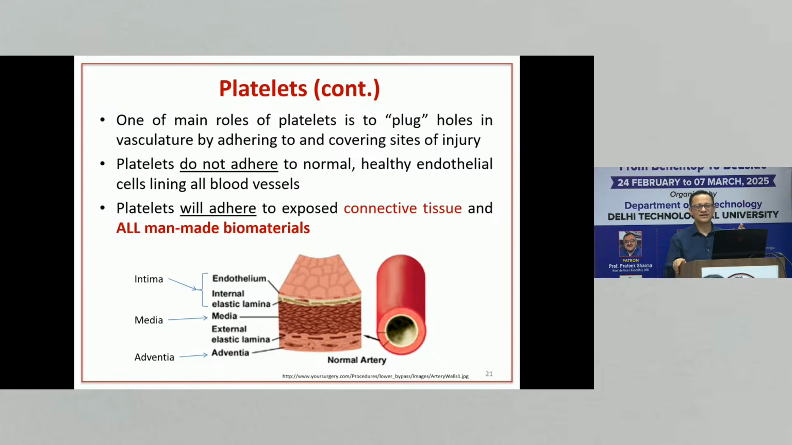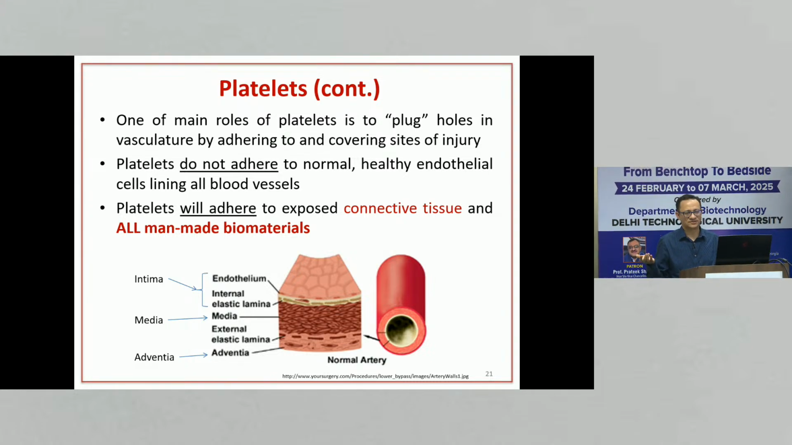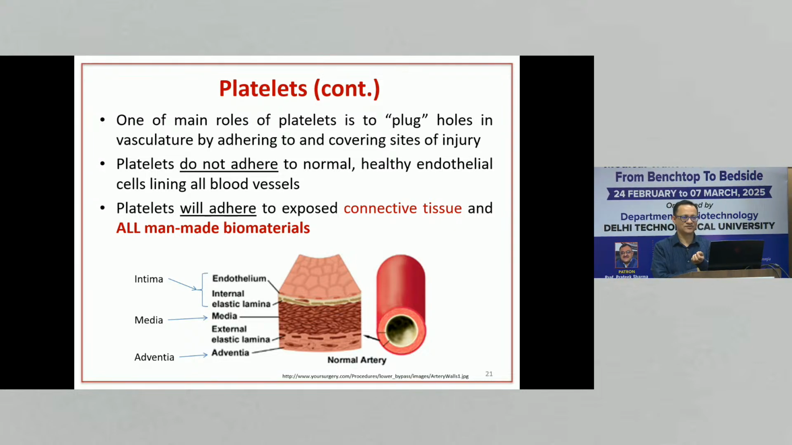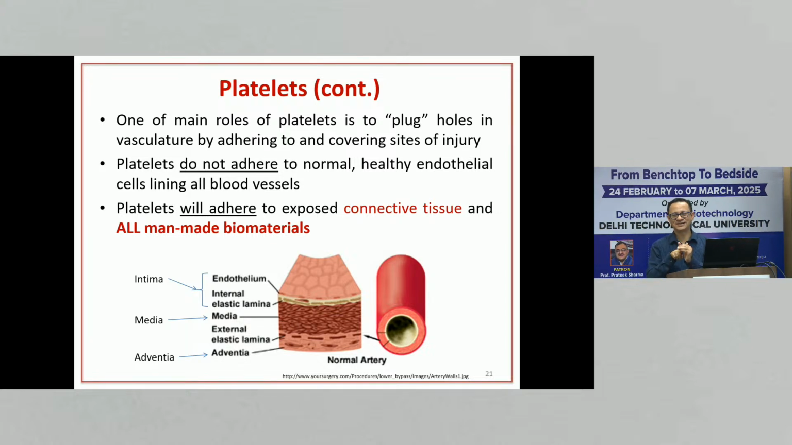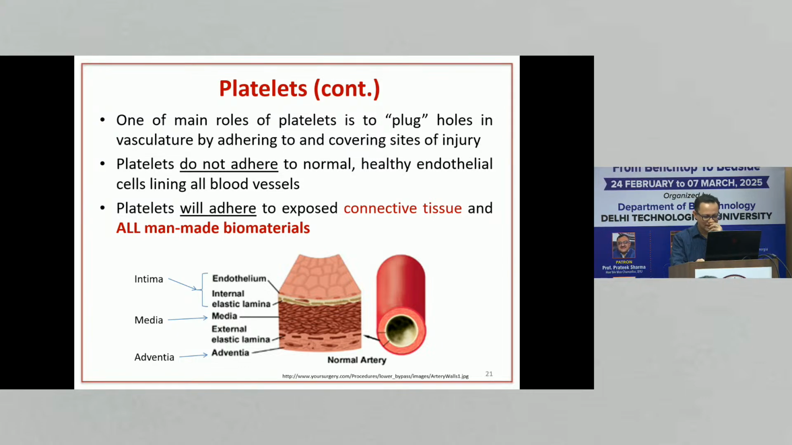Okay, so like we said earlier, one of the main roles of platelets is to plug the holes, right? When you have a cut in the body. Platelets do not adhere to normal endothelial lining. So endothelial cells are lining the blood vessel. Platelets are fine. They are just flowing through that without sticking to the surface. But when there is a cut, now something is there that's telling the platelets that you guys need to start activating and start clotting, right?